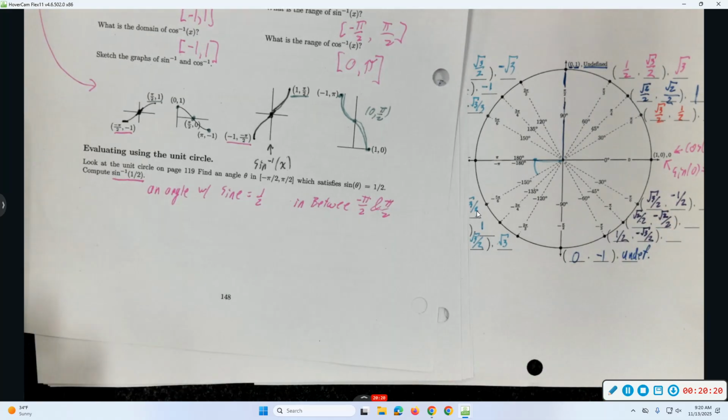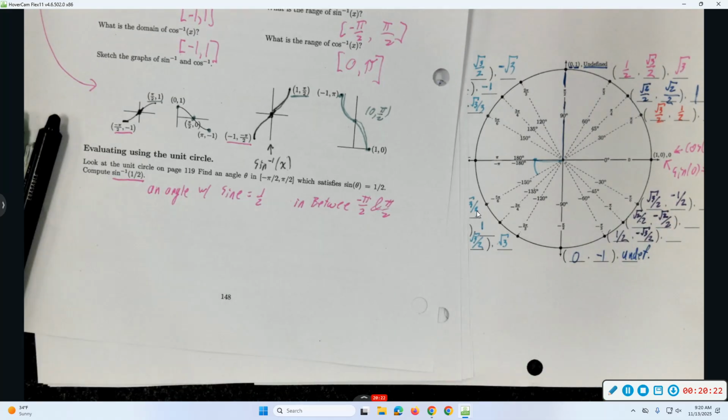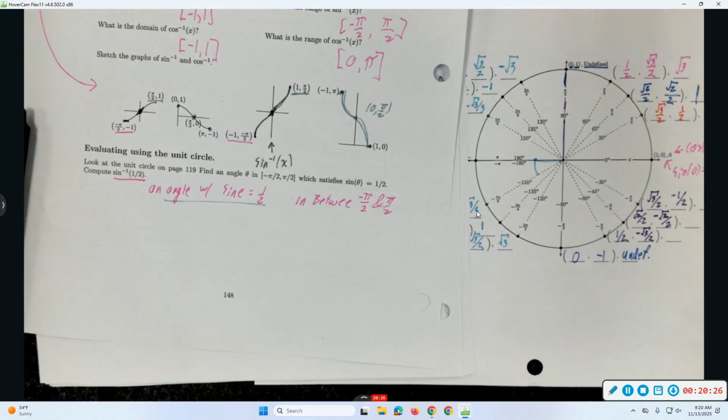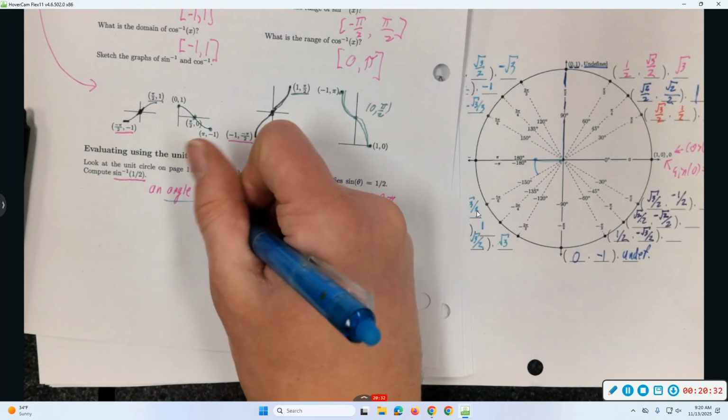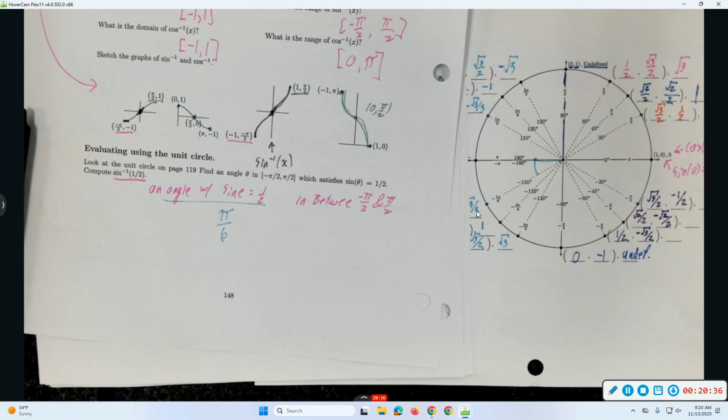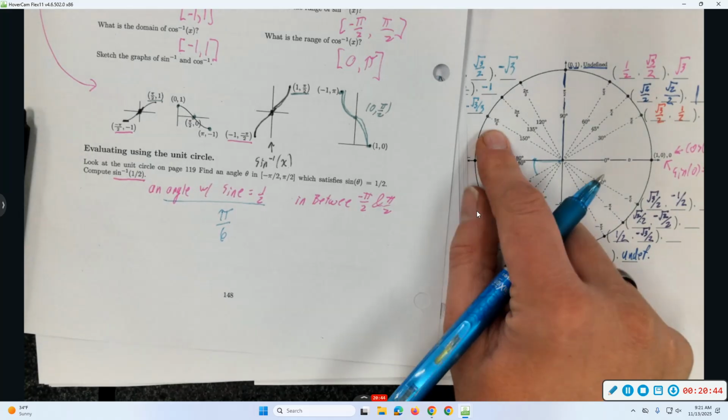Alright. So looking at that unit circle, what angle do you see whose sine is 1 half? I hear pi over 6. And just for the sake of completeness, is there another angle you see on the unit circle where sine is 1 half? What's that other angle? 5 pi over 6.